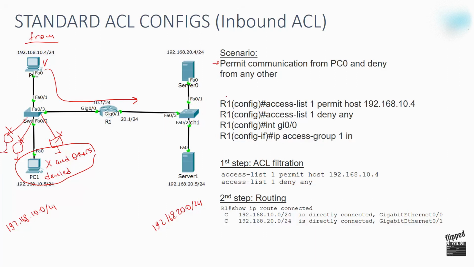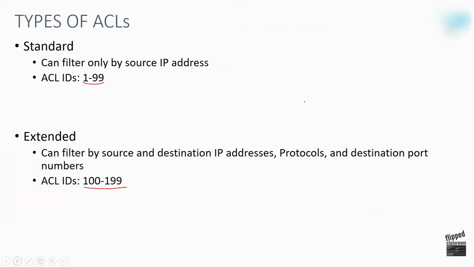And how to make this configuration? First of all, we are creating the access list in the global configuration mode. We type the command access-list. Then we are defining the ID of the access list, and as you saw from the description of this slide, standard ACL starts from 1, so it can be used as ID 1 or 99.